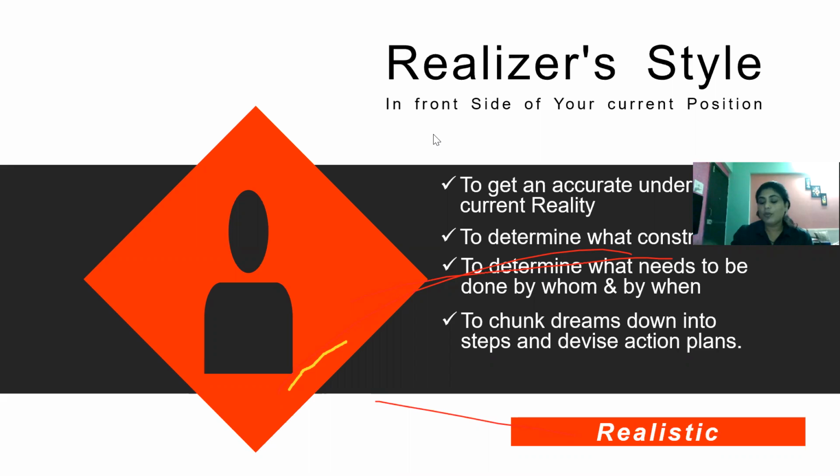I am on A, I want to go to B. But to go to B, who are those people who may help me? To whom do I join, or from whom do I take help, so that they will help me reach B? Then chunk dreams down into steps and devise action plans.